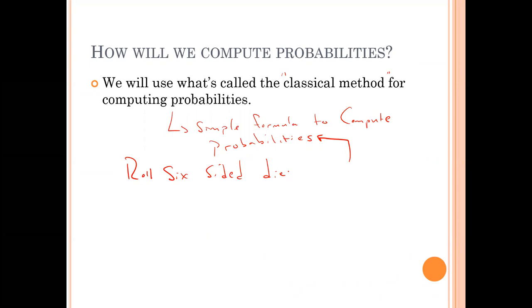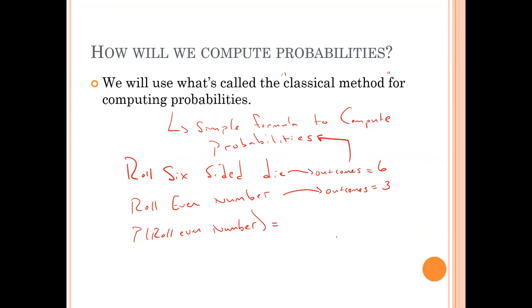All right, so the probability of rolling a six-sided die. I'm going to give you the formal definition, but let's just kind of intuitively figure it out. How many outcomes are there for rolling a six-sided die? How many objects are in the sample space? I want to know about rolling an even number on a six-sided die. You can do this 3 ways. So if I ask you, what's the probability you roll an even number? Can anybody tell me, if you roll a six-sided die, what's the probability you're going to roll an even number?